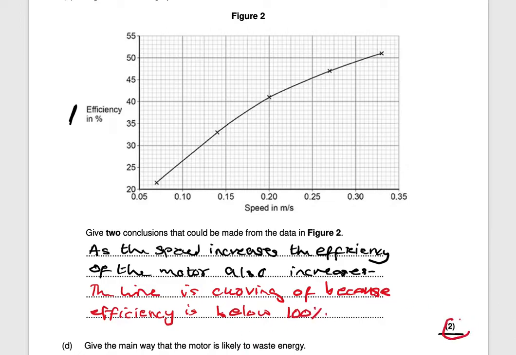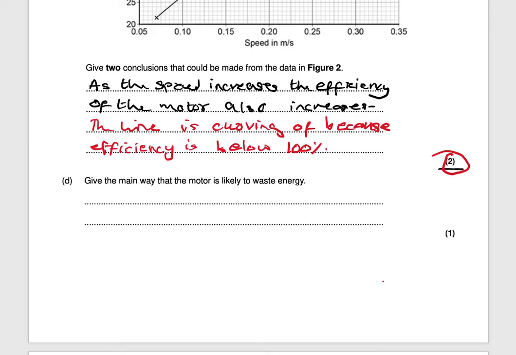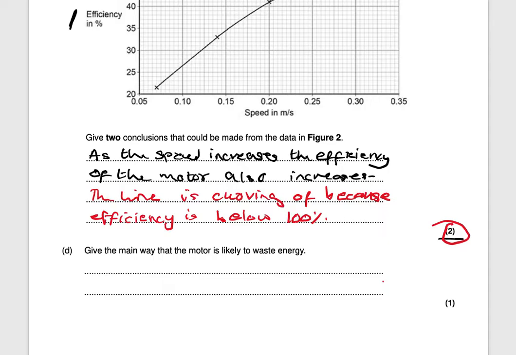Okay, and that would get you 2 marks. Next question, give the main way that the motor is likely to waste energy. Now, whenever the motor is on, you will hear noise and it will heat up. So the most likely way that it's going to waste energy is by heating up. Or you could have said that it's going to waste energy through the thermal energy store. Energy is going to be wasted. Okay, and that's going to give you 1 mark.